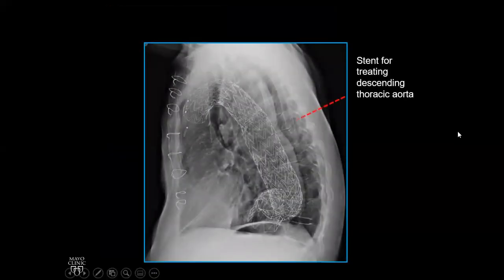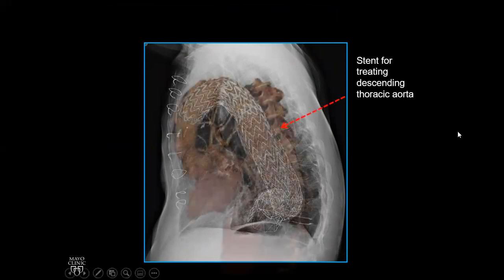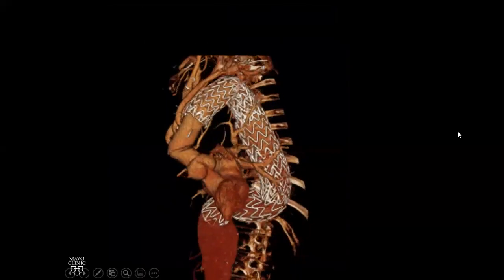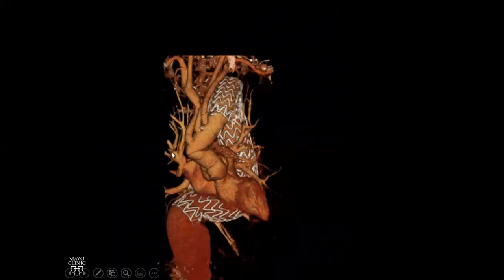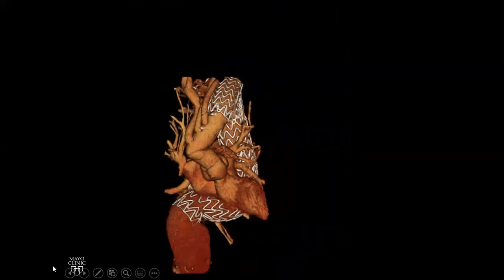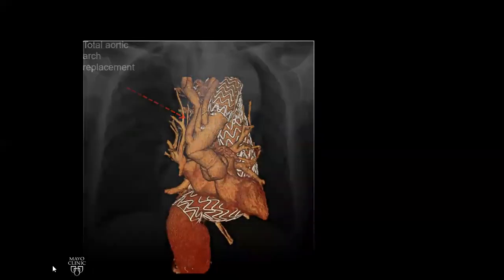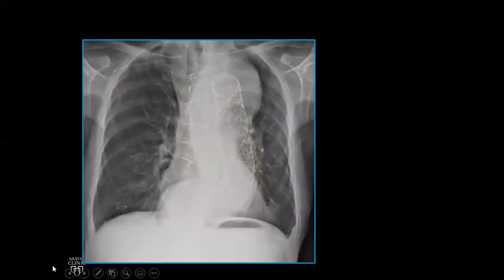So this is a stent for treating the descending thoracic aorta. This person's got an ascending aortic bypass graft. This is all bypass. This is graft material. These are grafts to the great arteries. This is a stent in the descending thoracic aorta. Surgical replacement of the aortic root. Total arch replacement, surgical, stent. That's the same patient. You can see the outline of where the aneurysm sac is and the descending thoracic aortic stent on the radiograph.